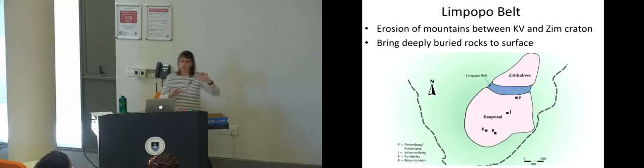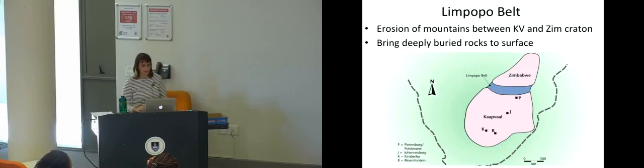And this is quite a typical pattern that we see between cratons. The cratons are stuck together by these metamorphosed mobile belts, and the Limpopo belt is an example of that.